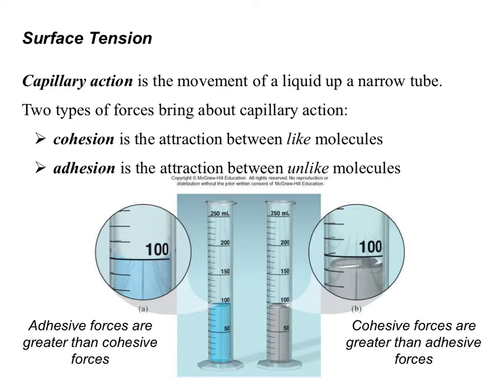On the right, when cohesive forces are greater than adhesive forces, we see the opposite effect. We see a bulge of the material being attracted to itself and less attracted to the glass around it. This example here is mercury.